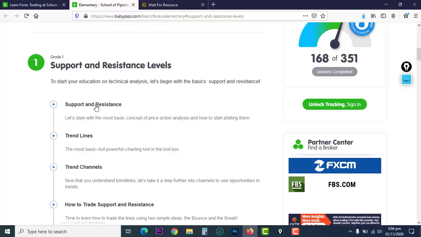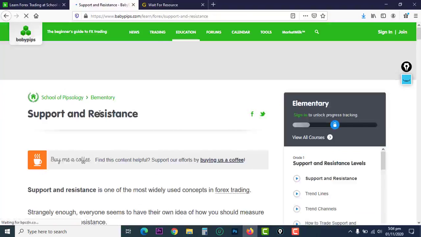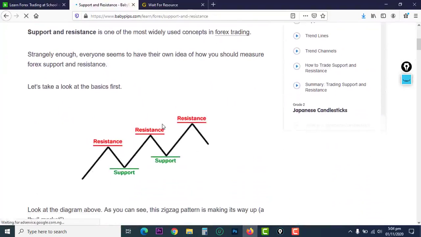Welcome back, guys. So let's discuss support and resistance. What is support and resistance? Support and resistance is one of the most widely used concepts in forex trading, and everybody has their own ideas about what they think about support and resistance. So let's learn the basics first.